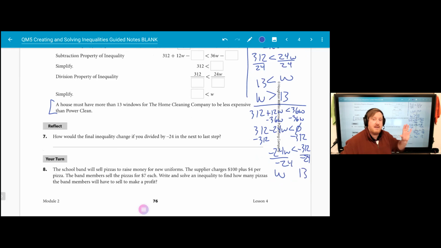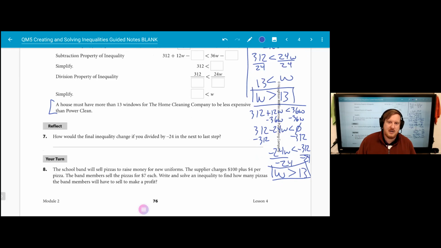But remember, when I divide both sides by a negative number in an inequality, I have to flip that. Flip that inequality. If it was less than, now it becomes greater than. And you'll notice that W is greater than 13 looks a lot like W is greater than 13. We didn't change anything. So how would that final inequality change? If we divided by negative 24, we'd have to change the direction of the inequality symbol.